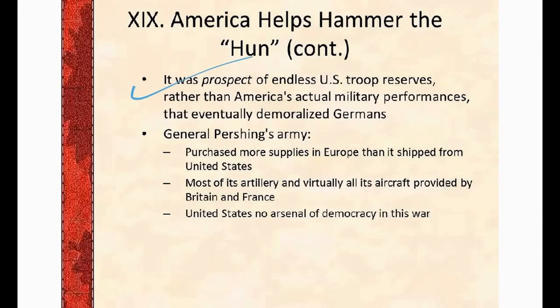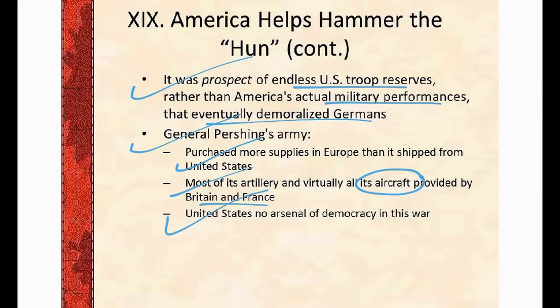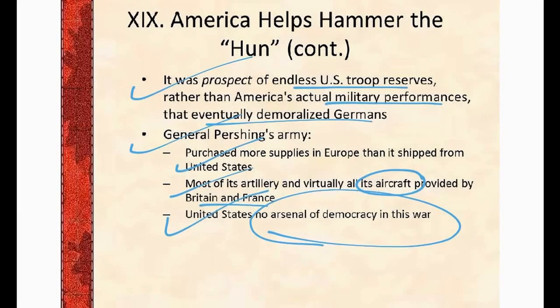It was the prospect of the endless U.S. troop reserves rather than America's actual military performance that eventually demoralized the Germans. General Pershing's army had purchased more supplies in Europe than it shipped from the United States, but most of its artillery and virtually all of its aircraft was provided by Britain and France. The United States was not an arsenal of democracy in this war.